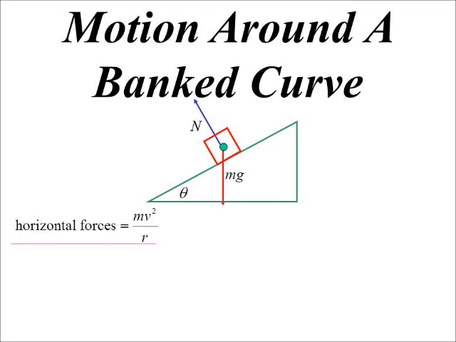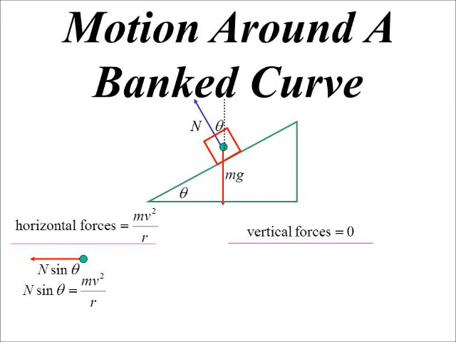The horizontal forces are still going to be the centripetal force, so mv squared on r. So there's components of the normal. Okay, again with a bit of geometry we can show theta is in that position there. So horizontally we have n sine theta. So n sine theta is mv squared on r.